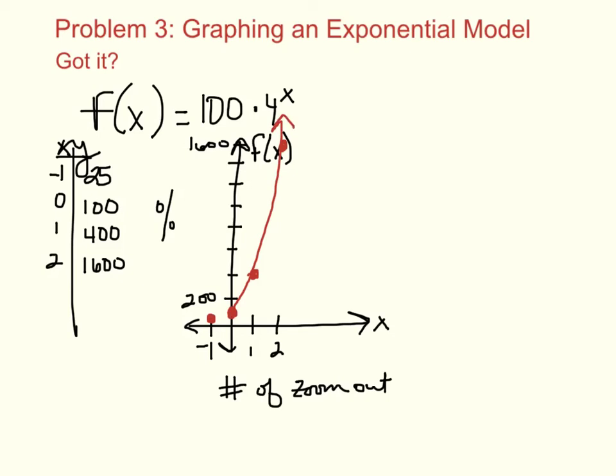Now in this problem, notice that I used the negative 1. I only used it to help me with the curve of my arch. Notice I didn't connect it though, because this is the number of times you zoom out. You can't zoom out negative 1 time. So I started here at 0 and went that way. I just used that as a guide. So it's completely up to you what you want to do. But that's how you graph it.